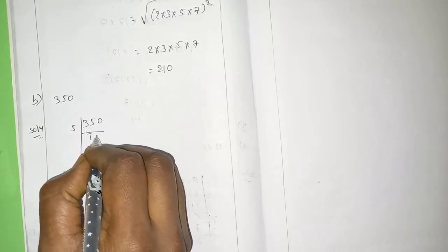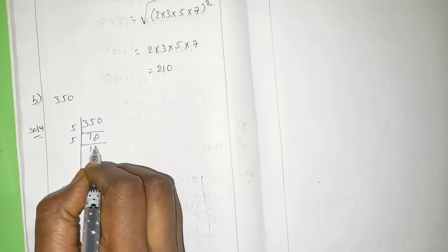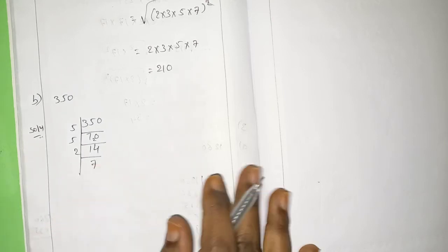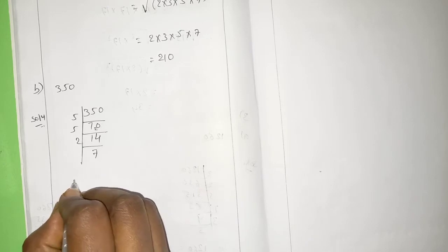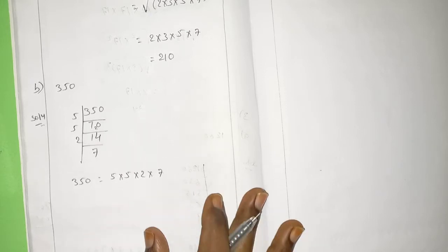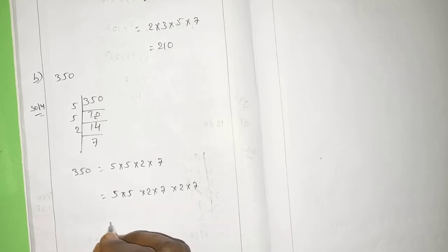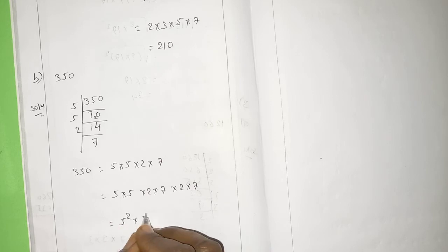350. 5 sevens are 35. Next, 0. 5 ones are 5, 5 fours are 20, 2 sevens. Now, 350 is equal to 5 into 2 into 7. By multiplying this with one more 2 and 7, we will get a perfect square.